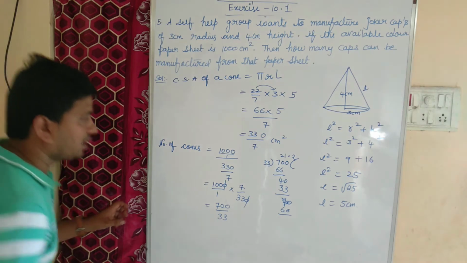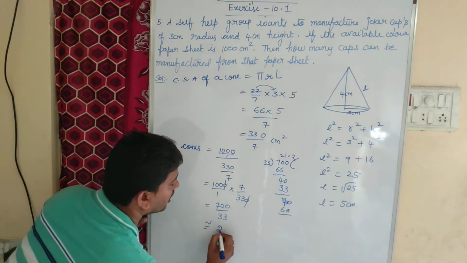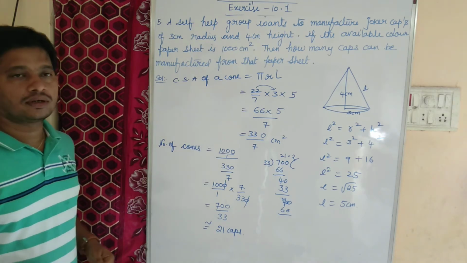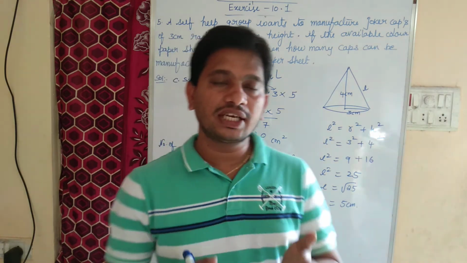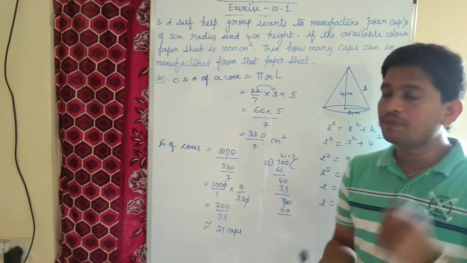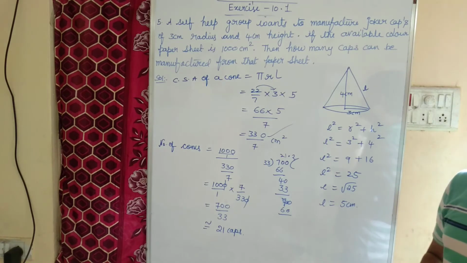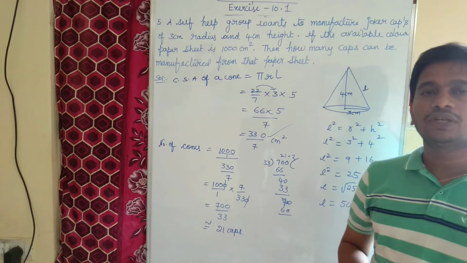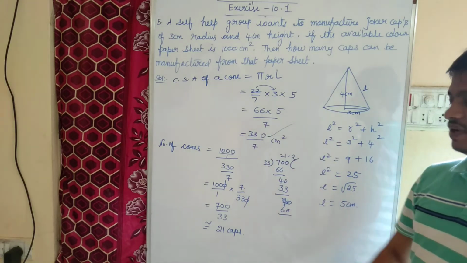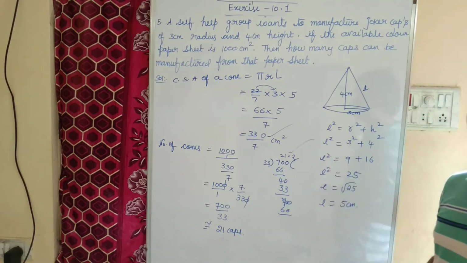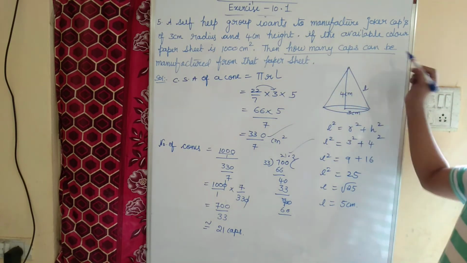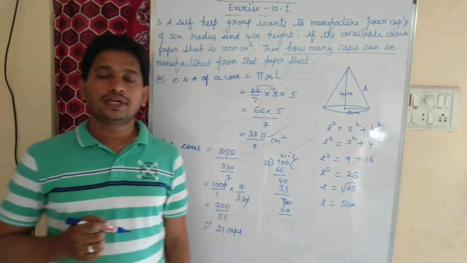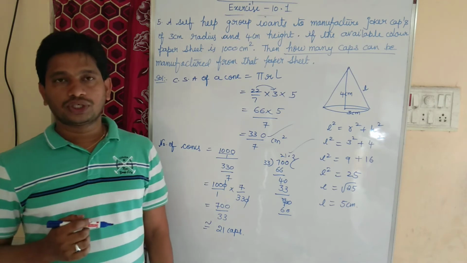I mean nearly we can make how many caps? 21 caps. Children, why did I divide 1000? Because we have 1000 square centimeter of paper sheet, and for making one cap we require 330 by 7 square centimeter. So how many caps can we make using 1000 square centimeter of paper sheet? 1000 divided by 330 by 7, that we got nearly 21. So how many caps can be manufactured from the paper sheet? Nearly 21 caps. Right, children? So this is our fifth question.